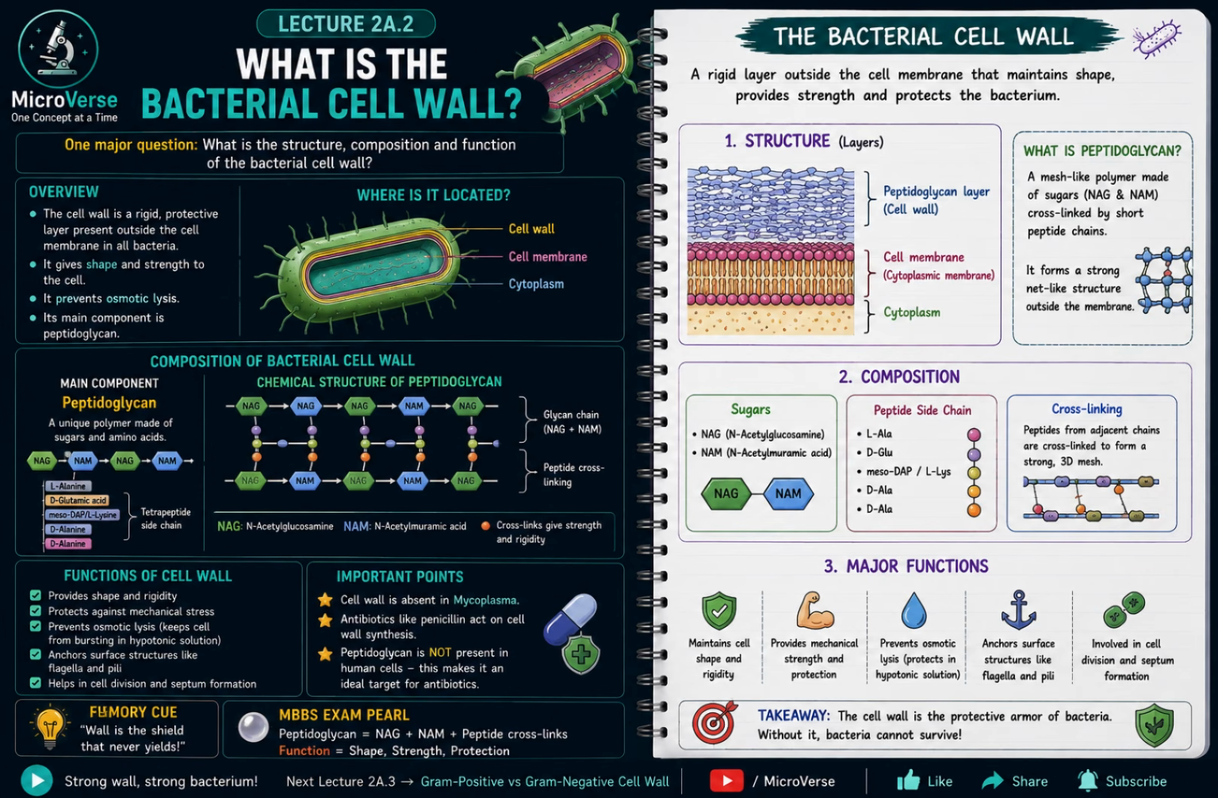So, what is peptidoglycan? Now we come to the most important component, which is peptidoglycan. Peptidoglycan is a unique bacterial polymer made up of alternating sugar molecules, N-acetylglucosamine and N-acetylmuramic acid. The sugar chains are connected to short peptide chains. The peptide chains cross-link adjacent glycan strands, producing a strong mesh-like structure. This cross-linked network is what gives the bacterial cell wall its mechanical strength. So remember, peptidoglycan is made up of sugar plus peptides and forms cross-links.